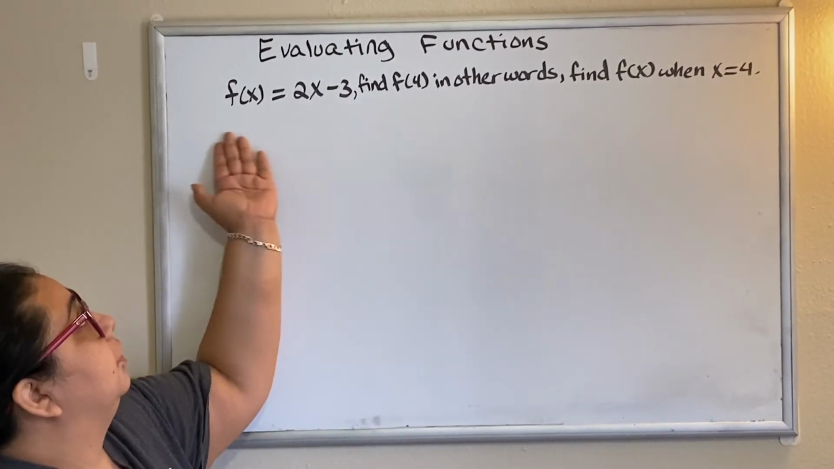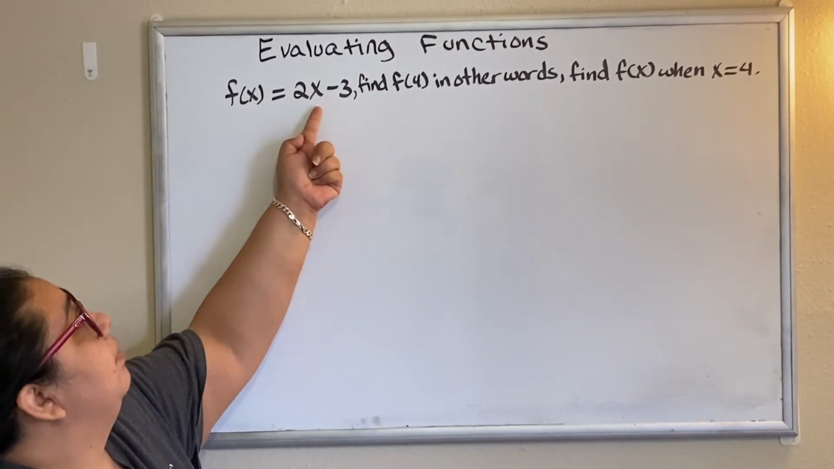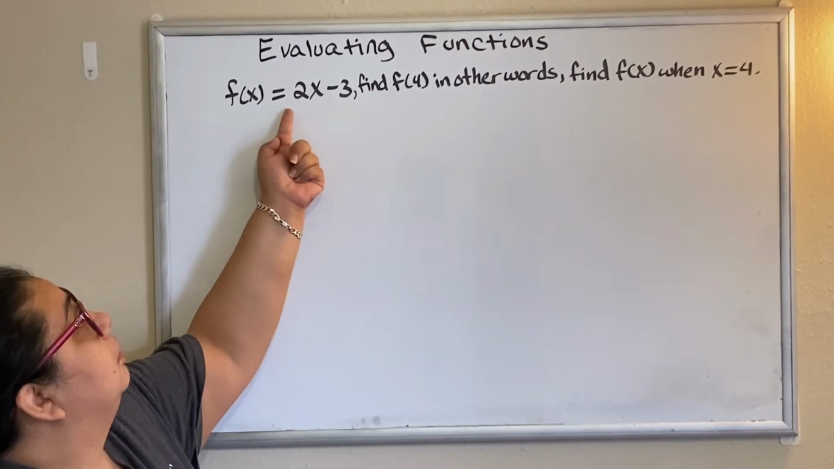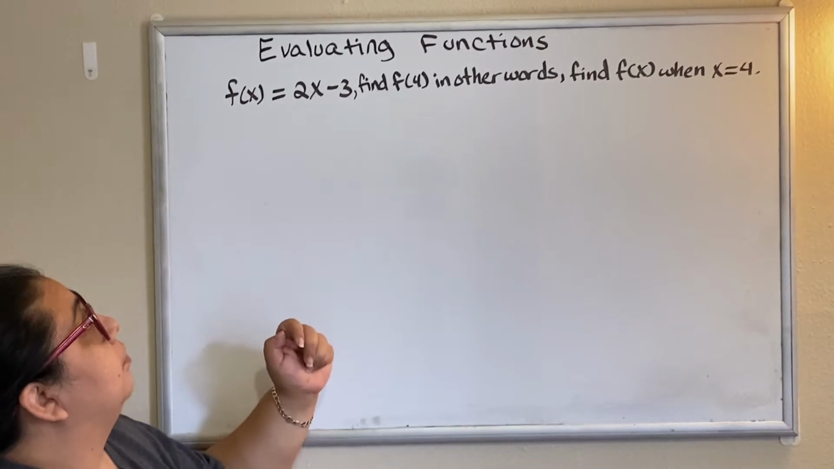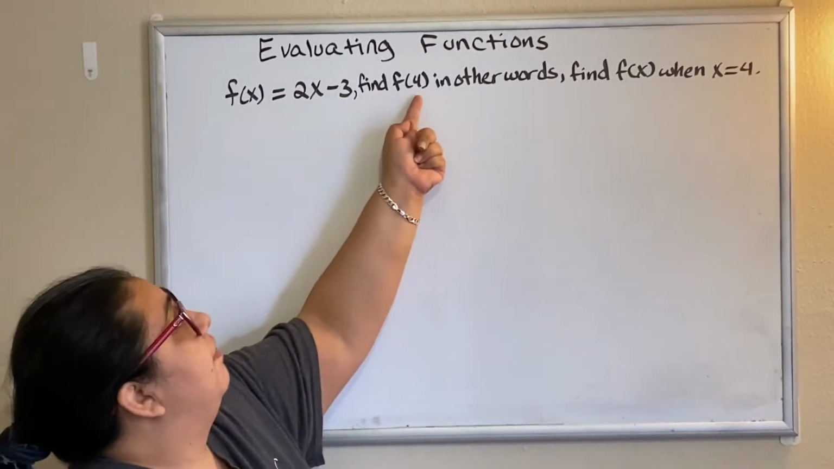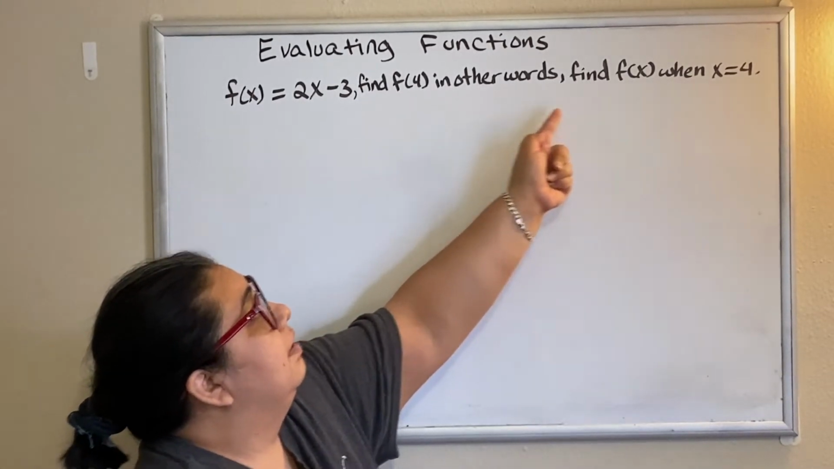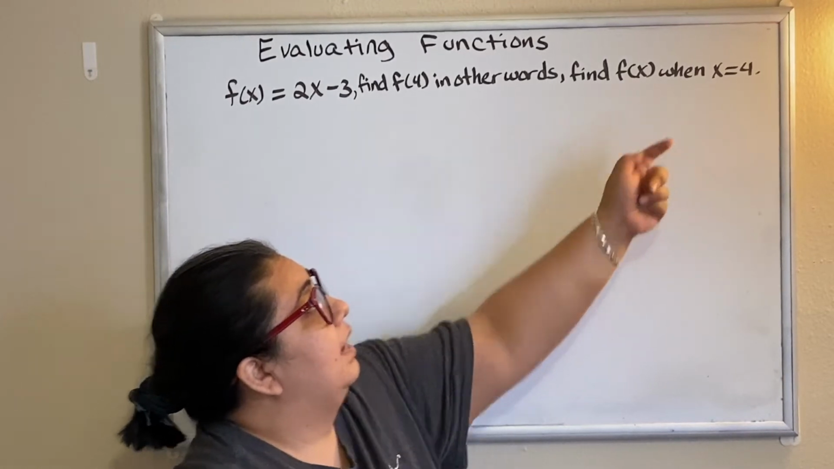Here we have a function. That means whatever input we have, x, we're going to multiply it by 2 and then subtract 3. So we want to find f of 4. In other words, find f of x when x equals 4.